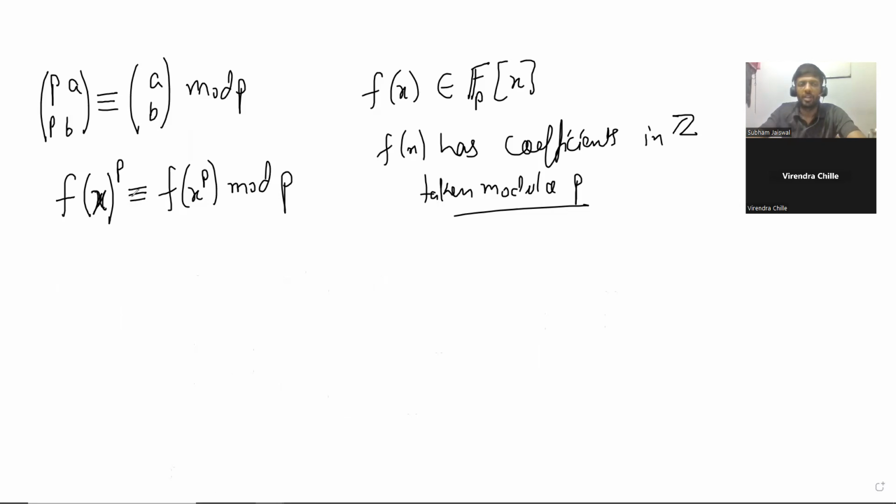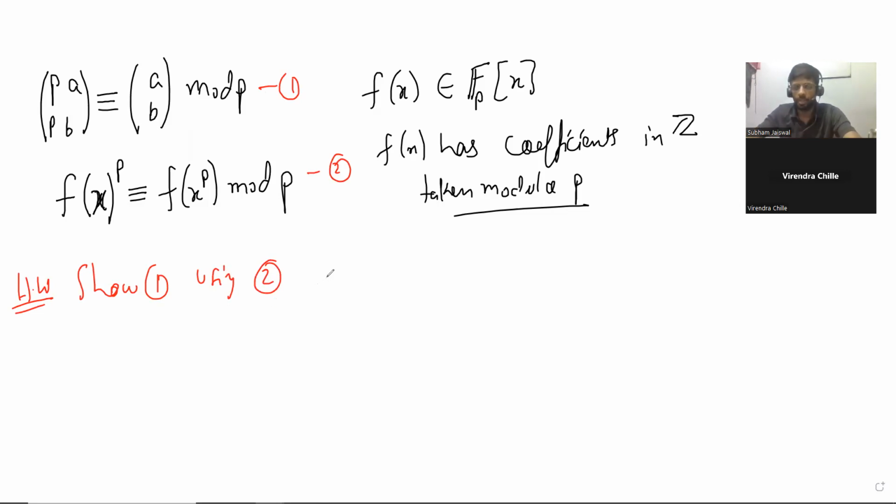This we have. Now this is your homework: using two, show one. Try to use two and show one. How will you use it? Maybe there's some hint that is given. Basically, A choose B is a coefficient of something.